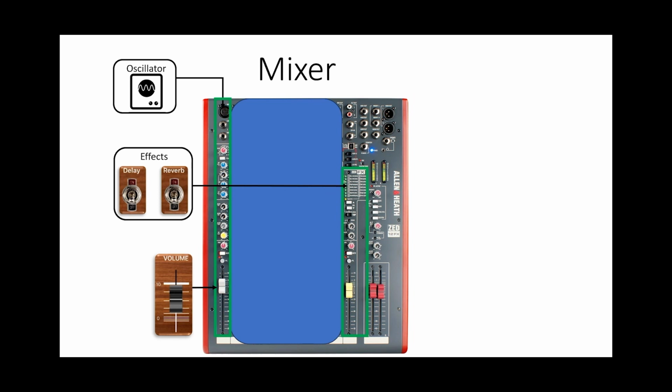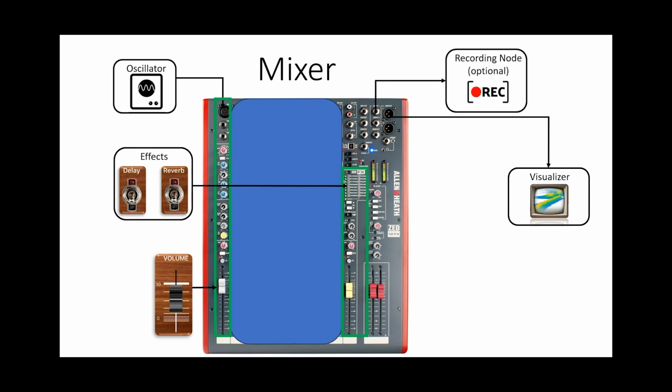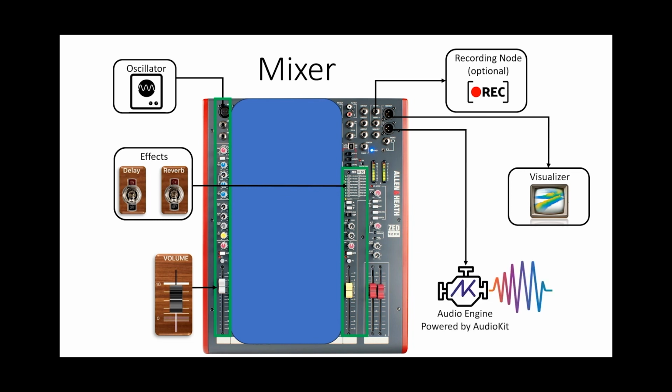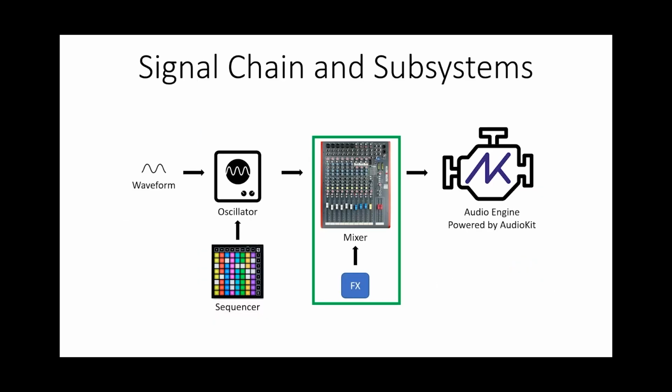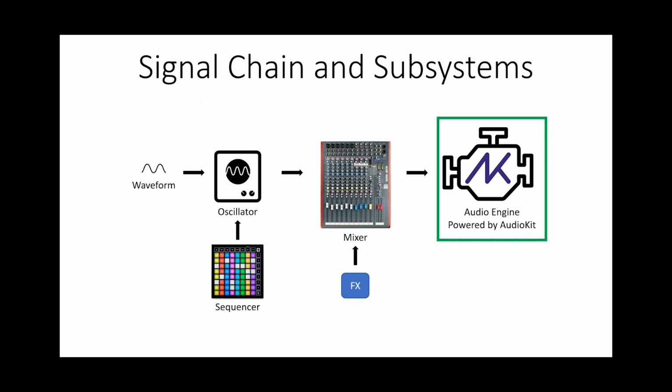Mixers have this wonderful feature of having multiple outputs. So one of our outputs goes to the visualizer, so we can graph the audio amplitude, frequency, and time series on a graph. One of the outputs goes to a recording node, so we can record the audio and save it to a device. And one of the outputs, the main output, goes to the audio engine, which I won't go too in-depth about because we didn't build it.